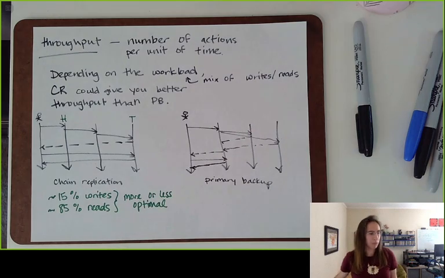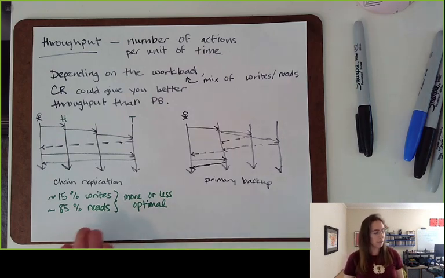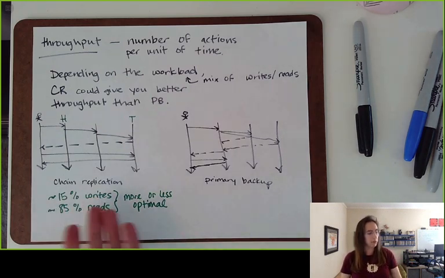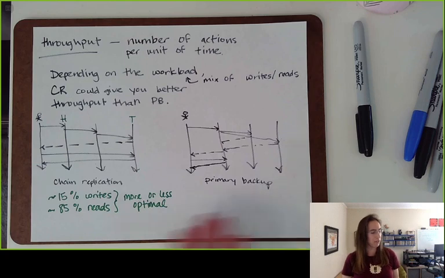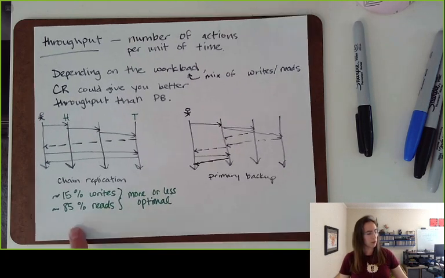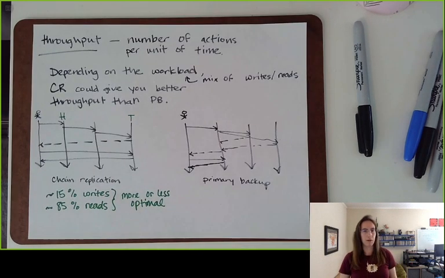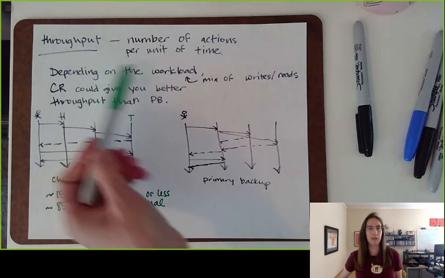You can look it up in that paper that I mentioned, and they have some really nice experimental results where they show different mixes of reads and writes and how chain replication performs compared to primary backup under those mixes. Something like this turned out to give you the most advantage over primary backup in terms of throughput.